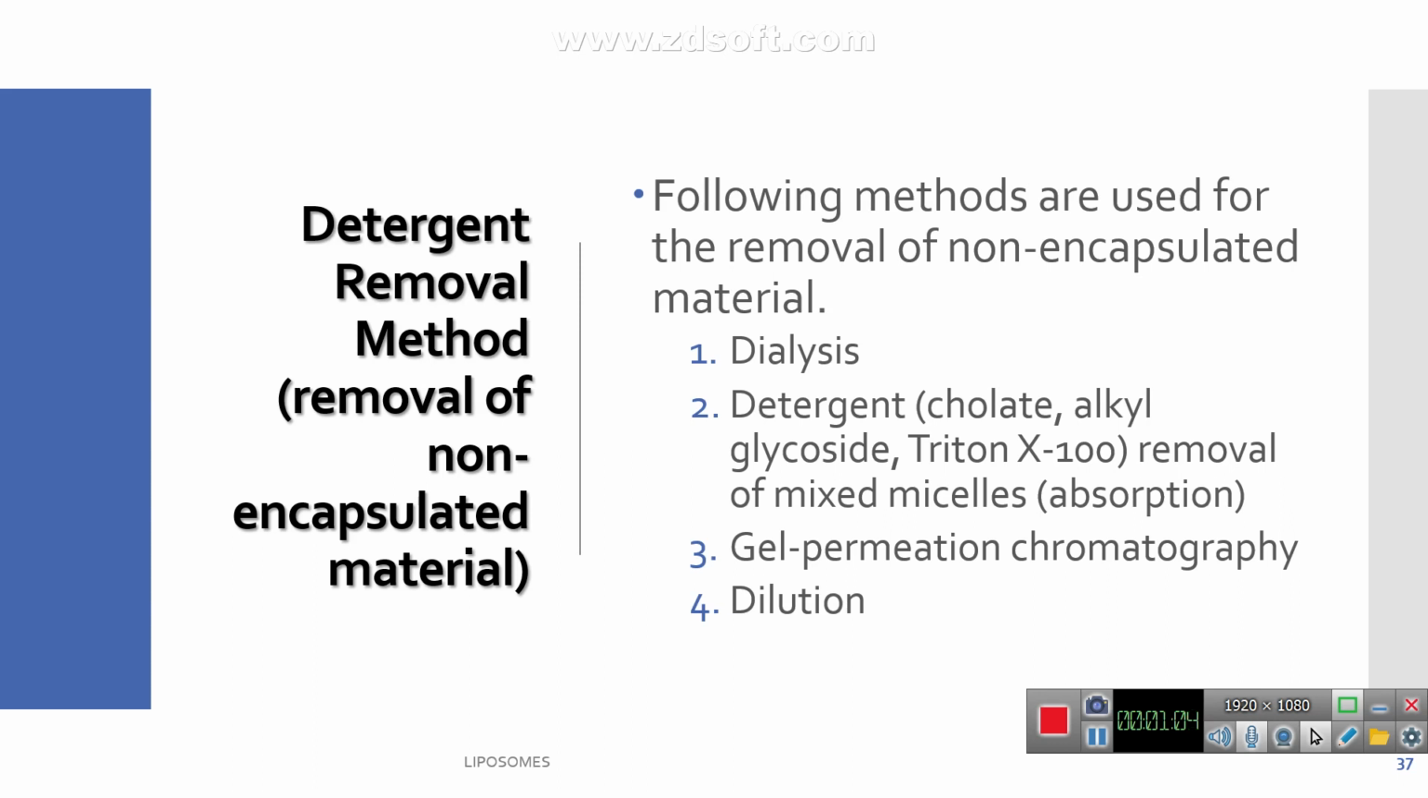The other technique is gel permeation chromatography. Through gel permeation chromatography, we can separate the encapsulated and non-encapsulated materials. And the dilution method is also used for the separation of non-encapsulated material.